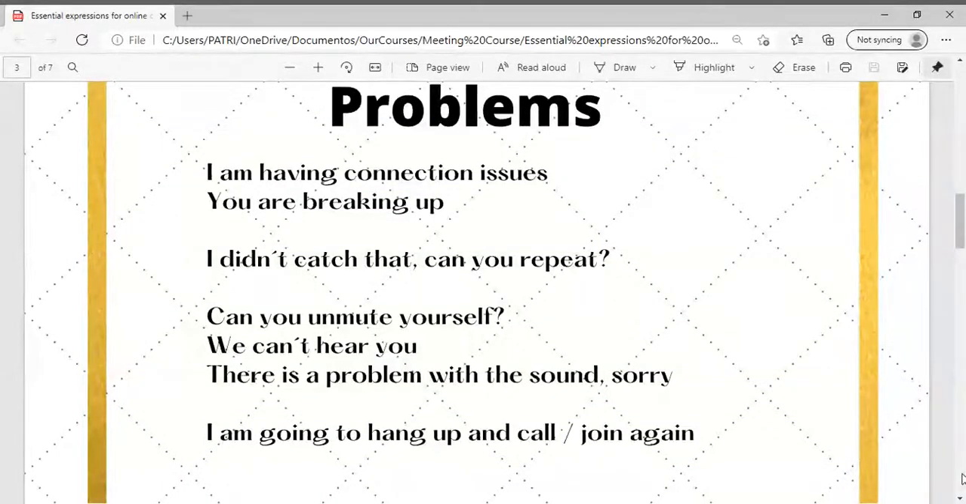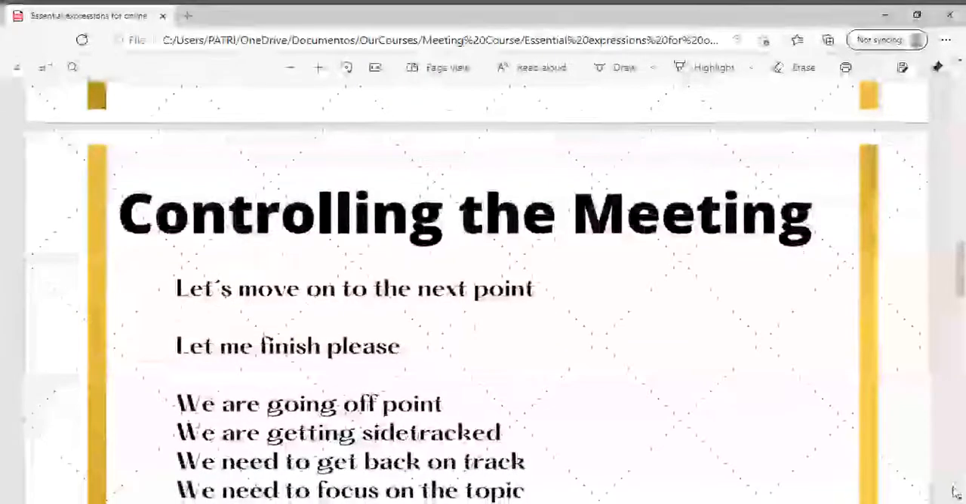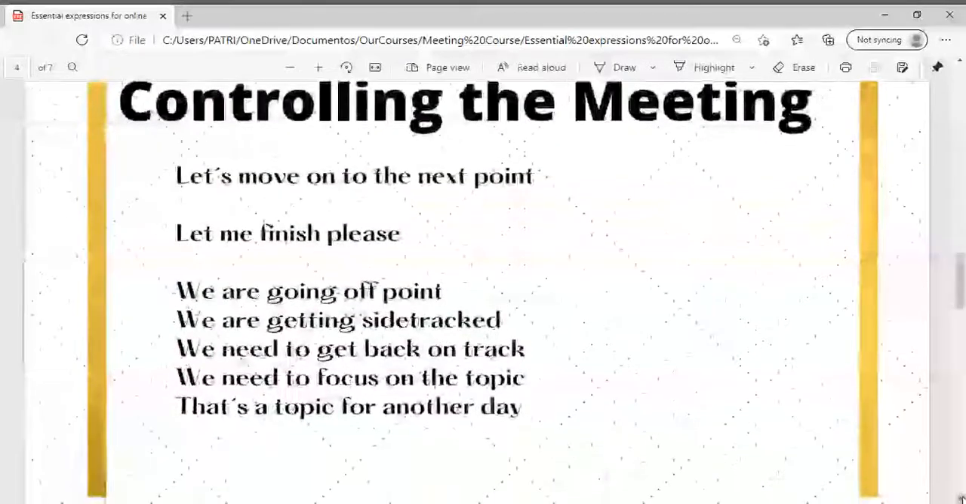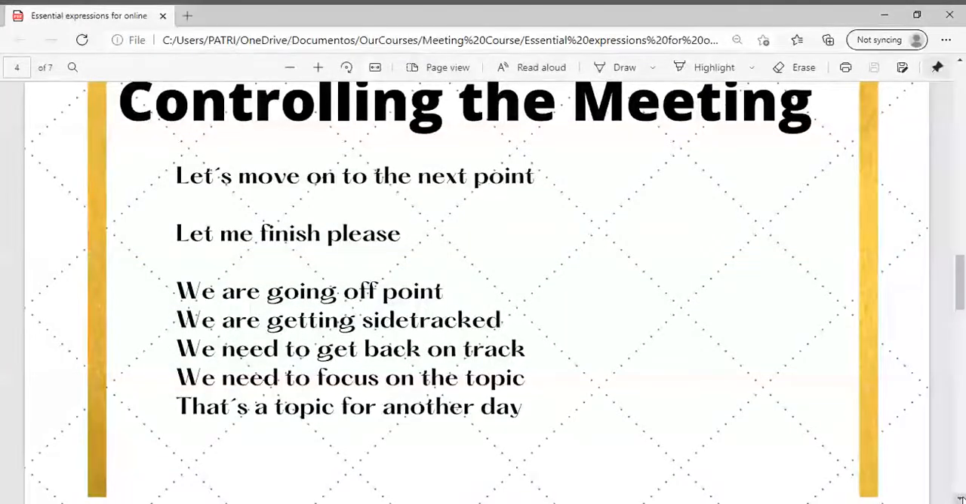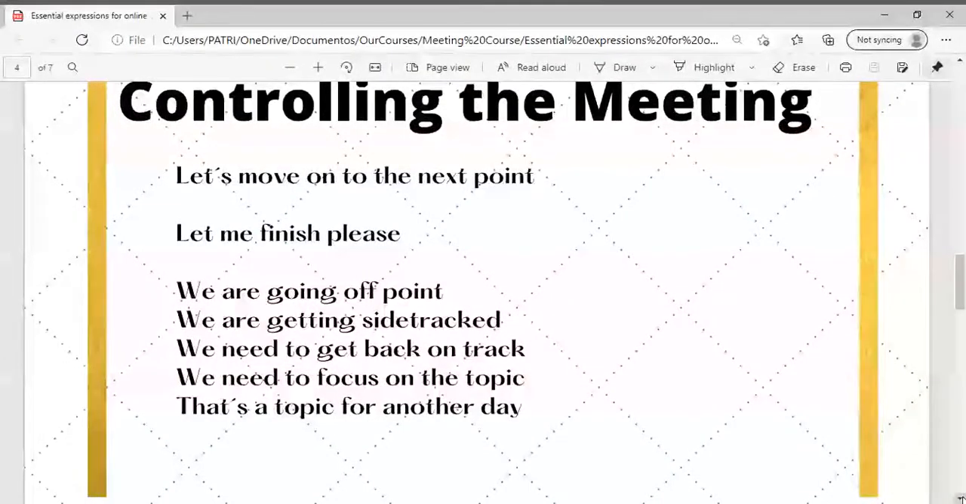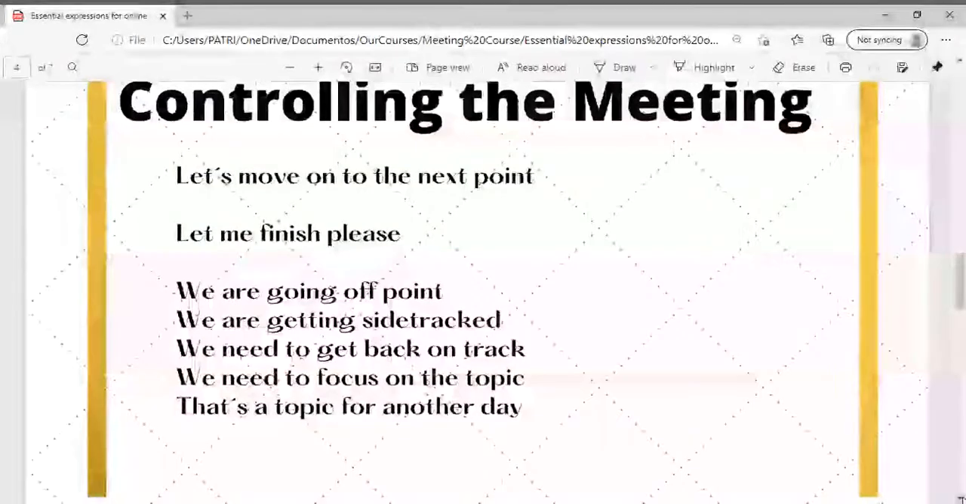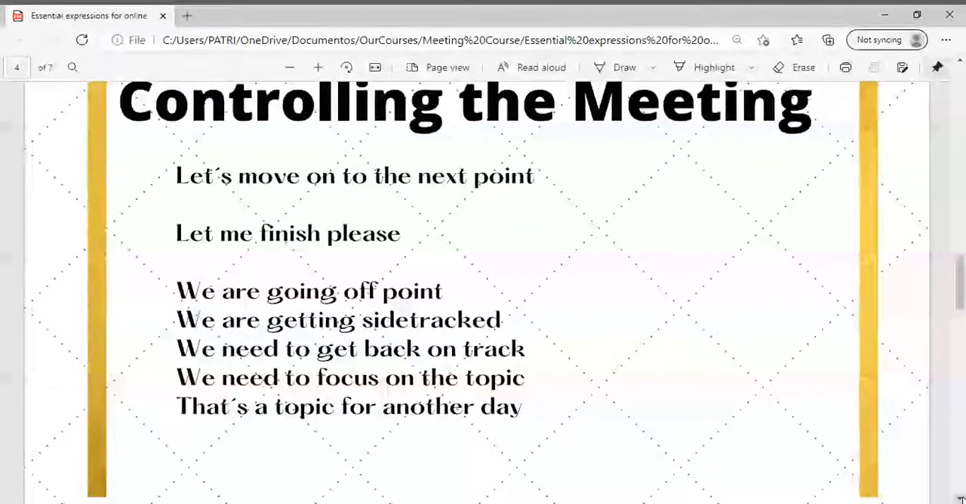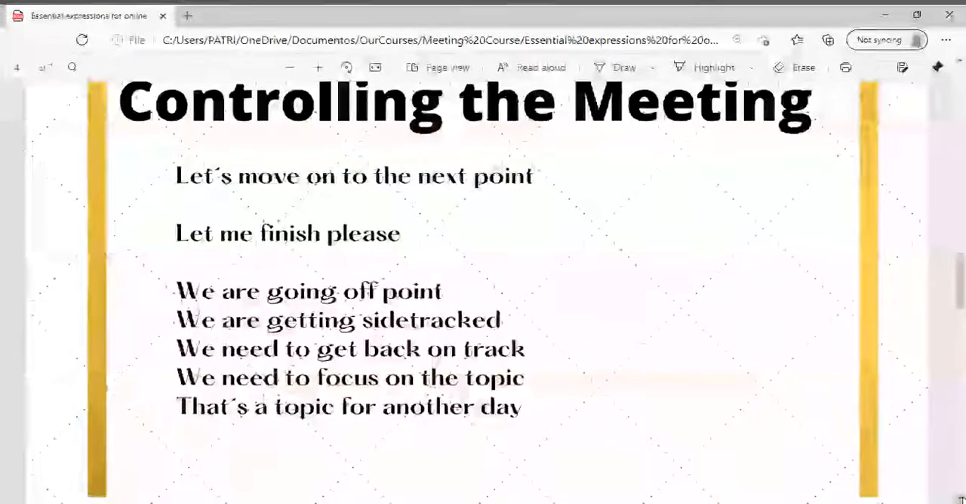So that's to troubleshoot, to solve some problems. Next, if you're leading the meeting, you need some expressions to control the meeting, no? So if you want to move from one point of the agenda to the next point, you can say, let's move on. So move on is the perfect little phrasal verb to change from one topic to another. Let's move on to the next point, or the next topic, or the next thing we have on the agenda, okay?